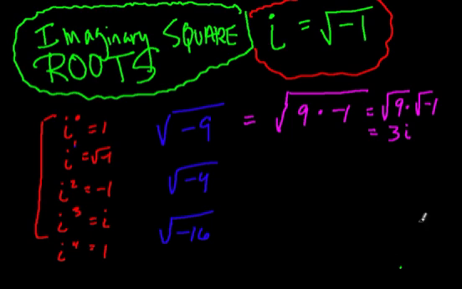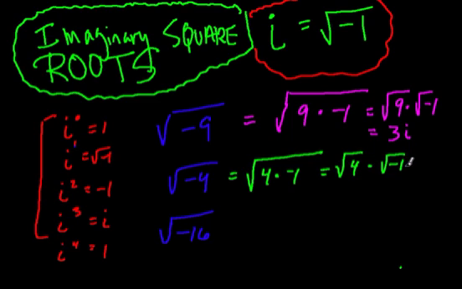And here is another example, the square root of -4. You can think of -4 as 4 times -1, and then solve the square root. So it would be the square root of 4 times the square root of -1, and that just equals 2 times i, because the square root of 4 is 2, and the square root of -1 is i.